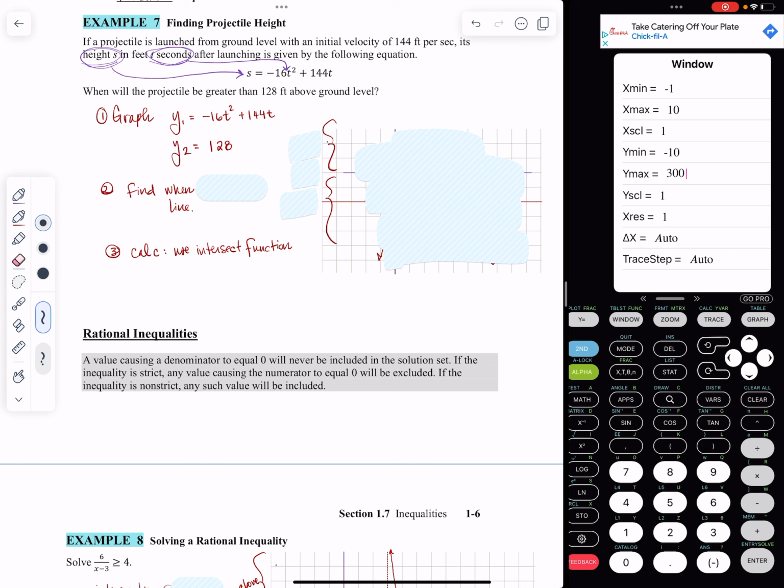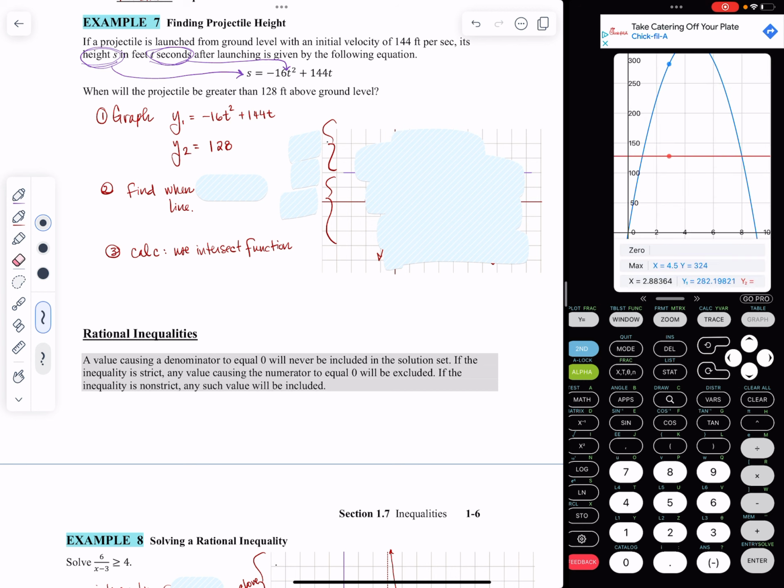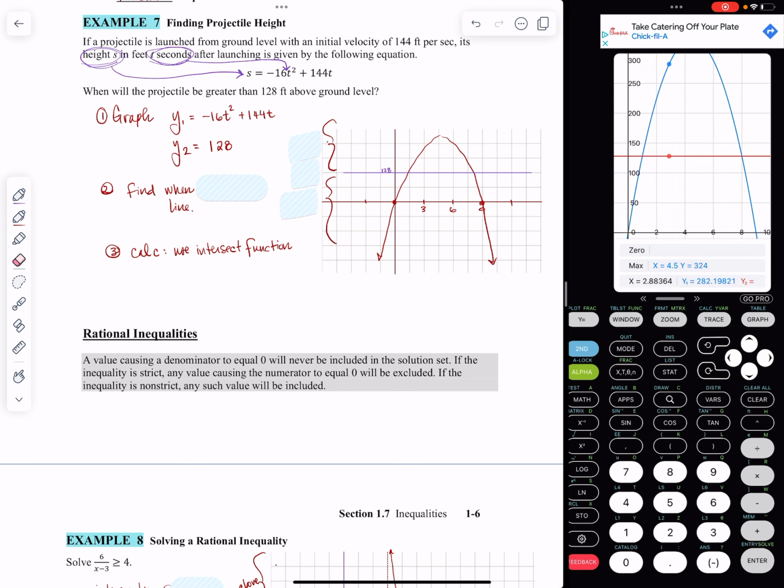All right. And then you can go from there to graph. What you see on the blue curve is the height of my projectile's path, and the red line is that 128 foot line. Now, I've gone ahead and graphed it here on my iPad, because I can't use the laser over here on the calculator. So this is basically a replica of what we're looking at.